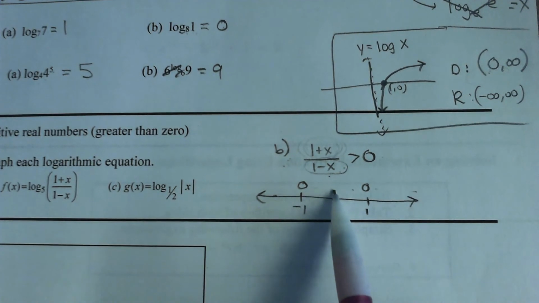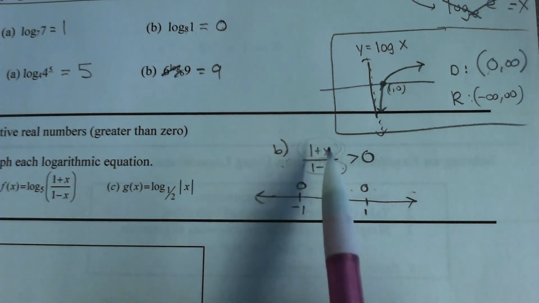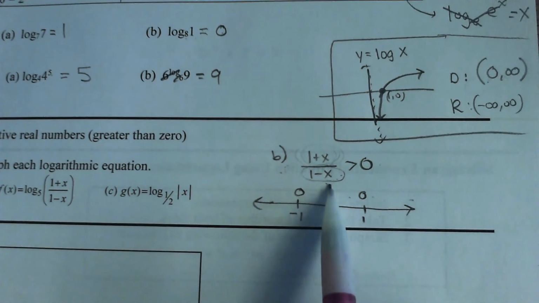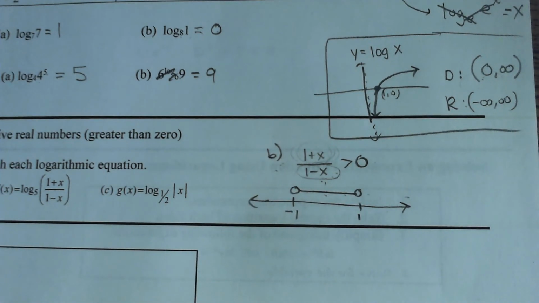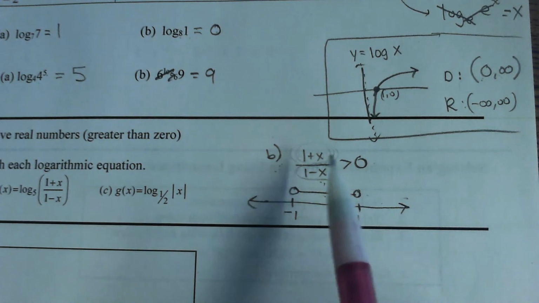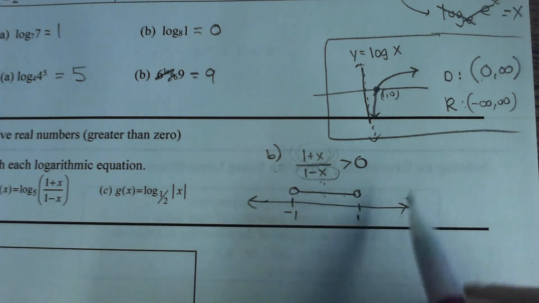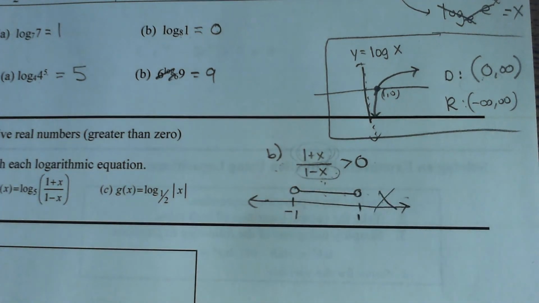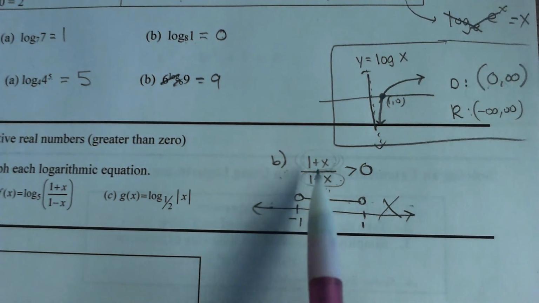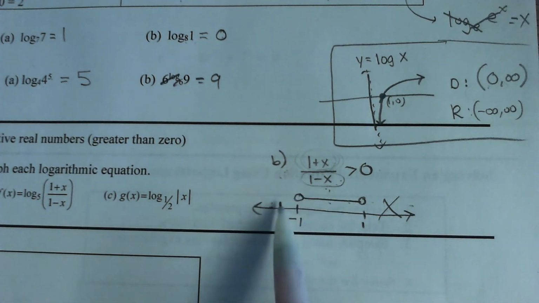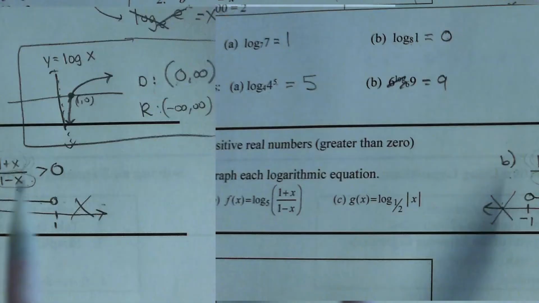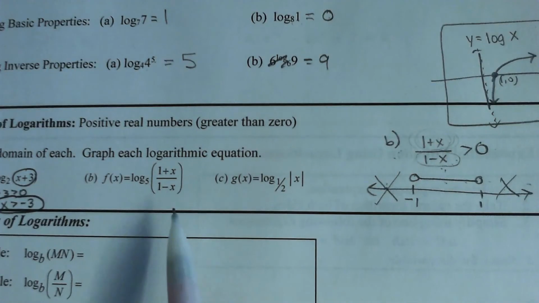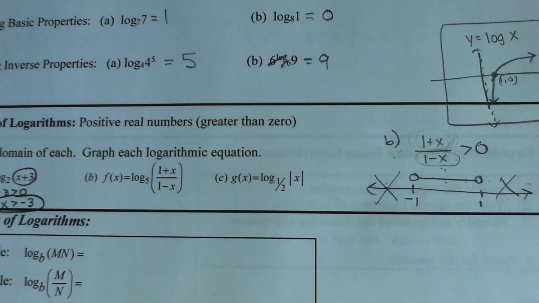So if I plug in a 0 in this middle section, I'm going to get a positive over a positive, which is a positive. So that is greater than 0, so I shade that in. If I plug in a 2, I'm going to get 3 over a negative, which is a negative, so that's out. And if I plug in a -2, I'm going to get a negative over a positive, which is a negative, so that's out. So my domain for this is just x's between -1 and 1.